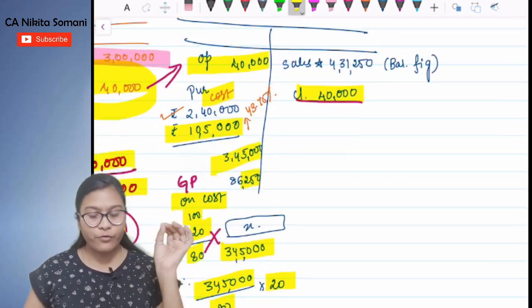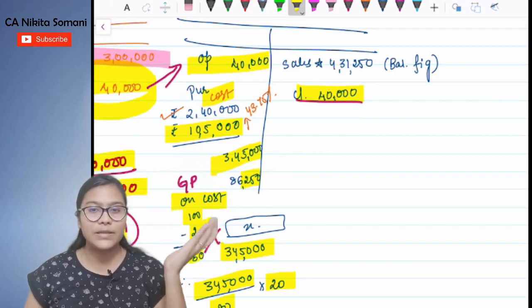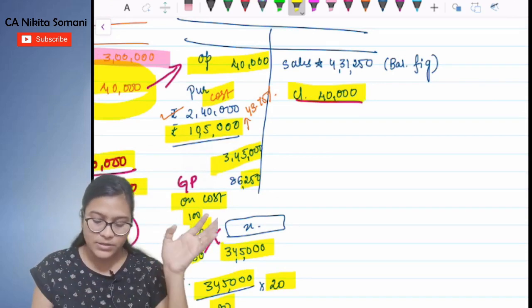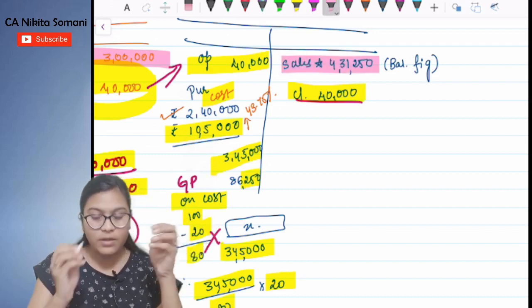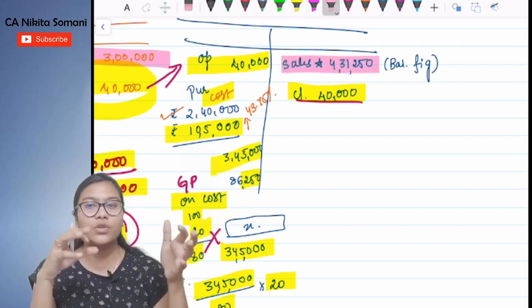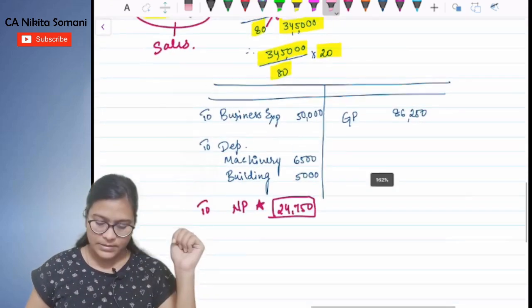Now if you solve for this, 40,000 plus 345,000 plus 86,250 minus this closing stock, if you do all these things, you get the sales figure as the balancing figure, and that comes to 4,31,250. So this is the what? Balancing figure. Sales आ गया.